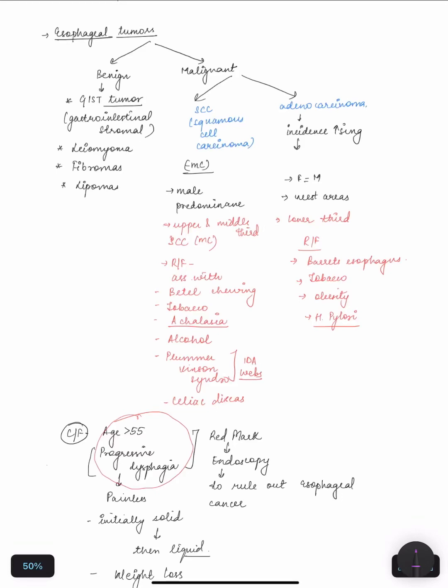So today we are going to study about esophageal tumor. Any tumor is divided into benign and malignant. So in this esophageal tumor, we are going to study about malignant esophageal tumors and benign. So in the benign, it includes GIST tumor, and the full form of GIST is gastrointestinal stromal tumor. Second is leiomyoma. Third is fibromas, and fourth is lipomas.